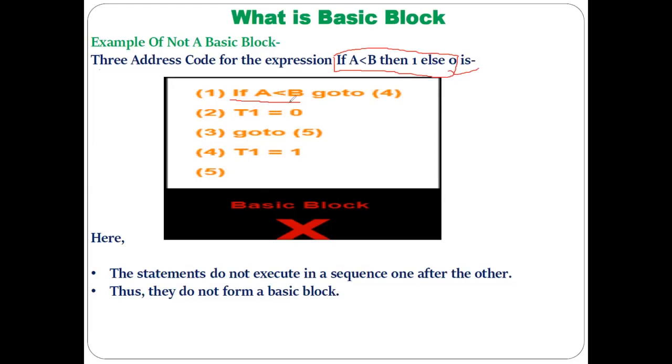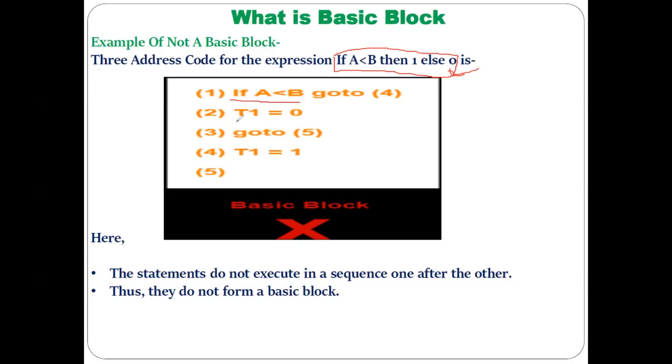If A is less than B is false, then go to where? Then go to 0. Then what? If A is less than B, then 1, else 0. But if A is less than B is false, then it is 0. Okay, so that is the reason here.